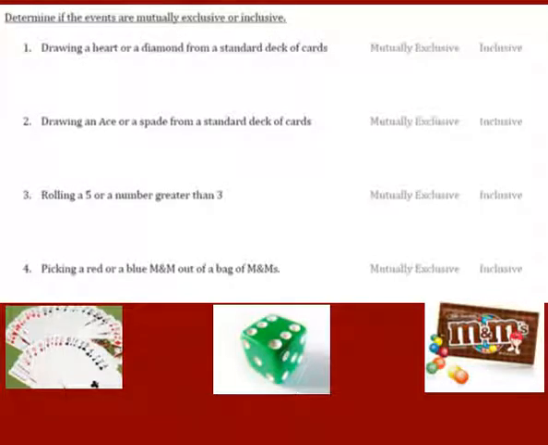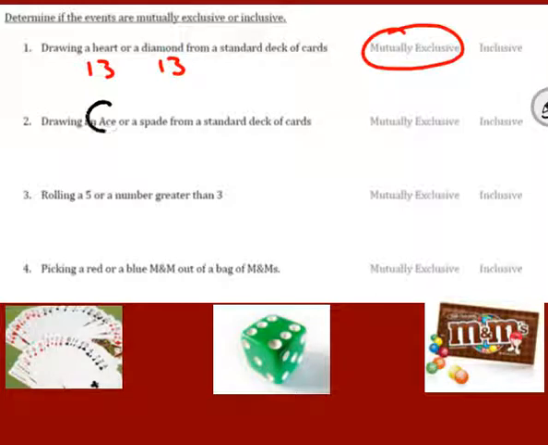So I have to make it clear, and I'm going to try to. So drawing a heart or a diamond from a standard deck of cards. There's 13 of these, there's 13 of these. There's no overlap there. It's either a heart or a diamond or a spade or a club. So when you do that, that's mutually exclusive. Now, drawing an ace, so there's 4 of those, or a spade, and there's 13 spades from a standard deck of cards. Alright? This is an example of an inclusive.